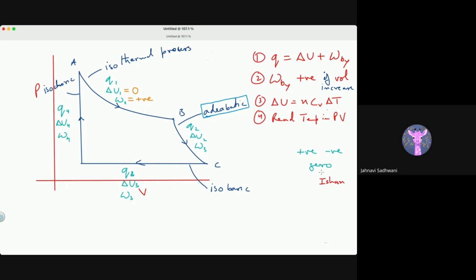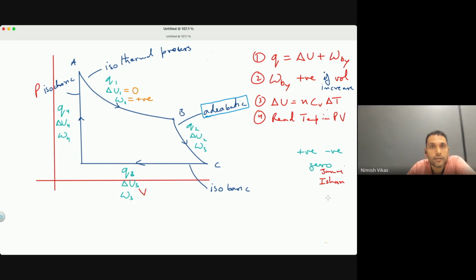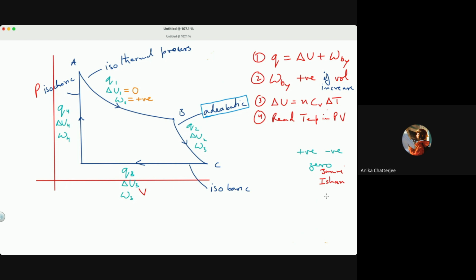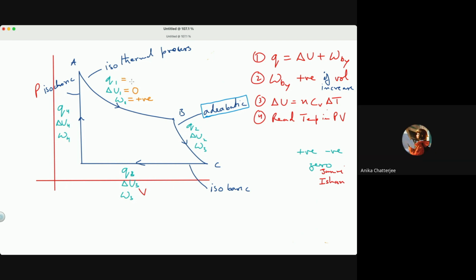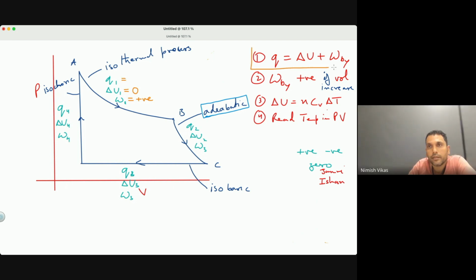Janvi. Okay, next, who wants to pick up? Anyone? So Q1 is positive. Absolutely right. Reason? It's the sum of the change in internal energy and work done. It's simply addition of the two. So that is what you will be doing. You'll figure this out, and just add it up. Is that clear? So 0 plus positive must be positive.